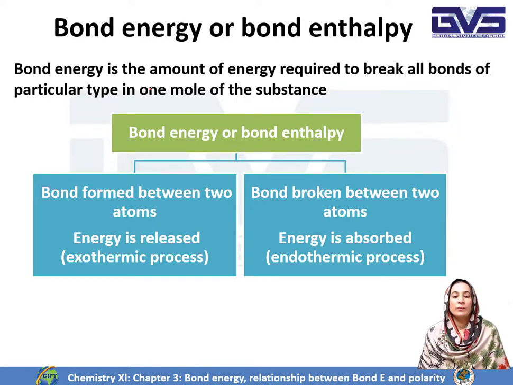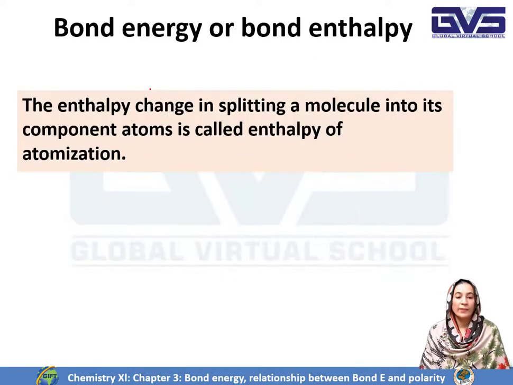Whenever a bond is formed between two atoms, energy is released, and this is an exothermic process, because exothermic processes are those in which heat or energy is released or emitted. Whenever a bond is broken between two bonded atoms, energy is absorbed. Energy absorbed means energy is required, energy is taken by the system. So this is the endothermic process. Bond formation is an exothermic process and bond breaking is an endothermic process.